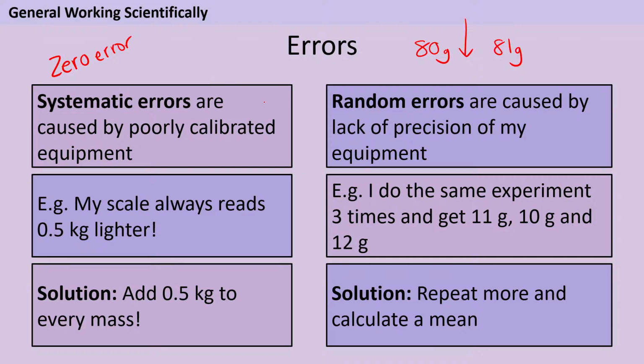So if you've got a systematic error, then you need to figure out how much it's out by, and you need to calibrate your equipment. If you've got a random error, then you do multiple readings, so you repeat and you calculate a mean. There's never a mark in GCSE Science for just saying repeat, it's repeat and calculate a mean. And when you do that, you want to watch out for any anomalous results. So those are results that don't fit the pattern, they don't match the rest of your data.